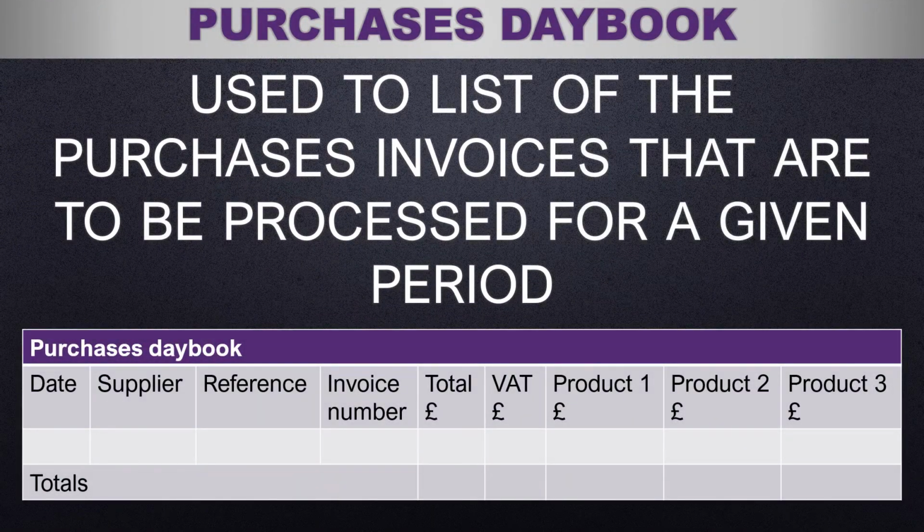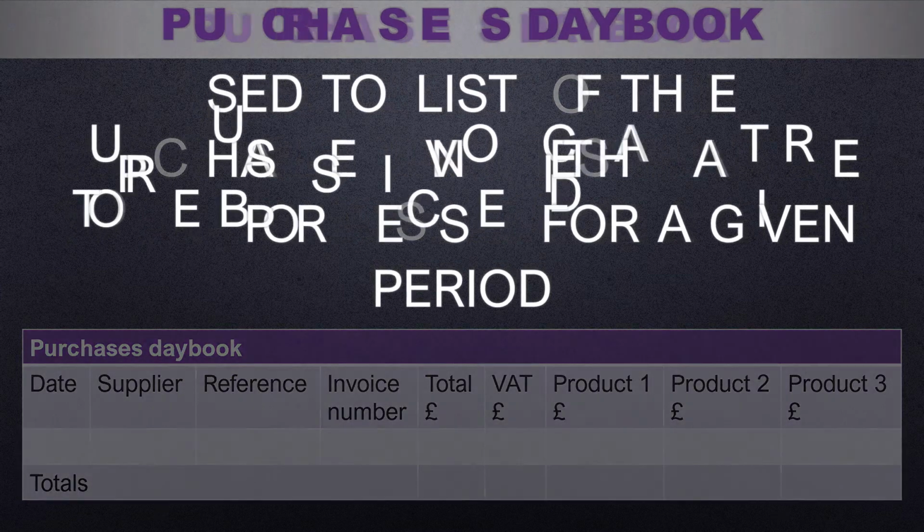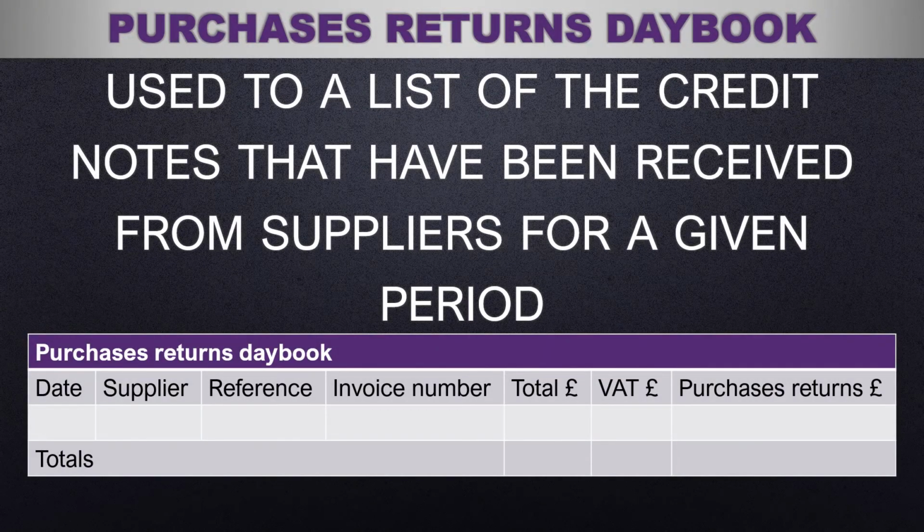Next, let's consider the Purchases Daybook. The Purchases Daybook is used to list the purchases invoices that are to be processed for a given period, for example, a week. Sometimes goods returned from suppliers are recorded in the Purchases Daybook. However, we can have a separate daybook for this, the Purchases Returns Daybook. The Purchases Returns Daybook is used to list all of the credit notes that have been received from suppliers for a given period, for example, a week.